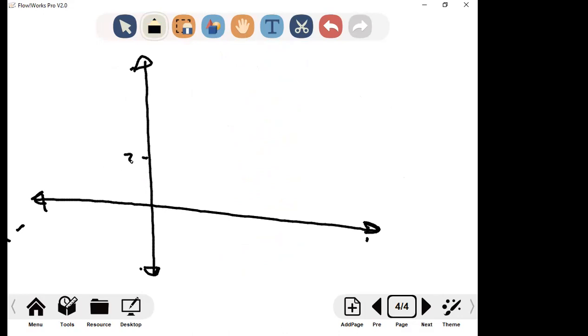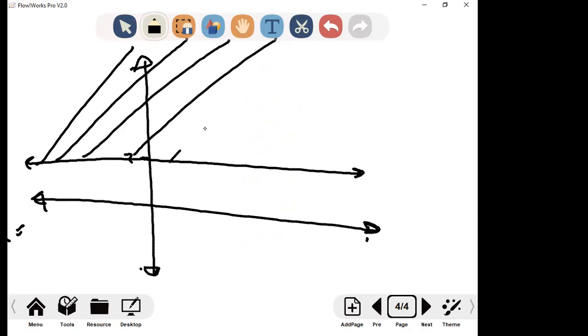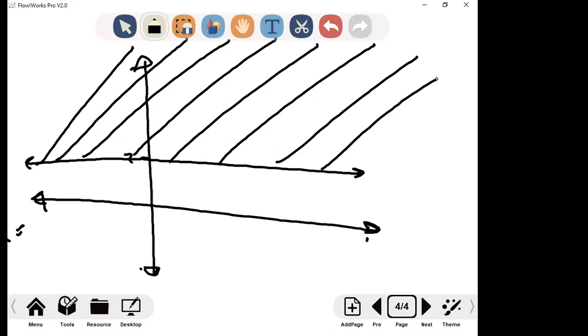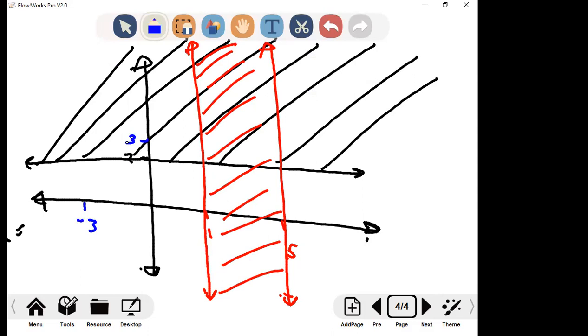We said the 2 must work. And we said it is up. And we have 1 and 5 for the x's. And we said it is between them. That's how it works. And then the third one, negative 3 and the 3, right? Something like this. Okay.